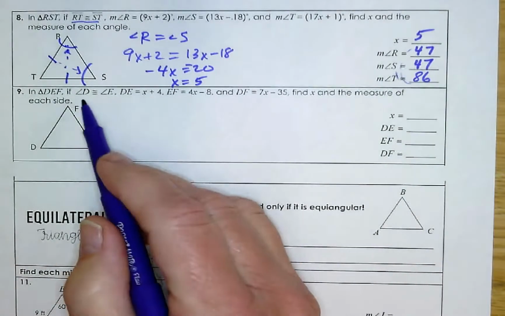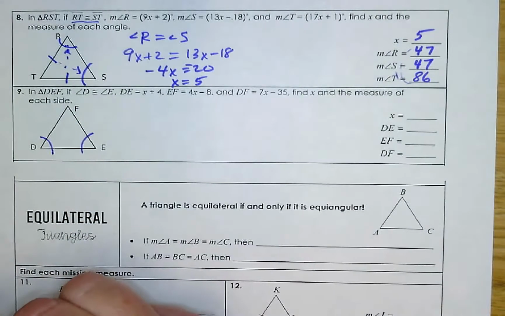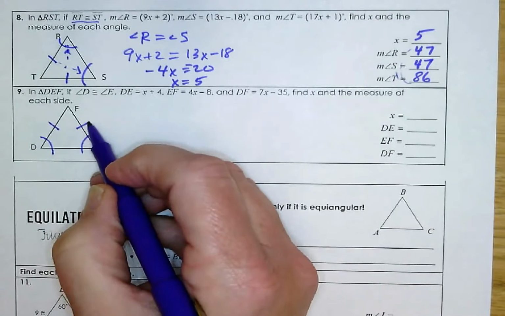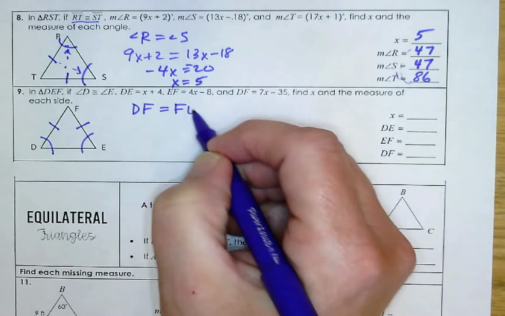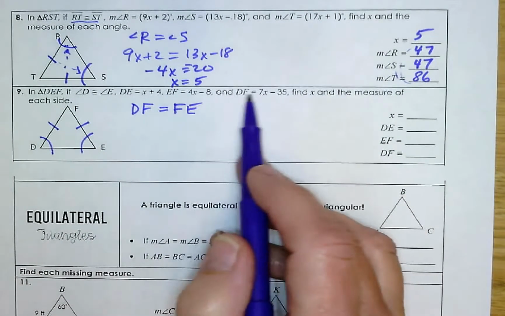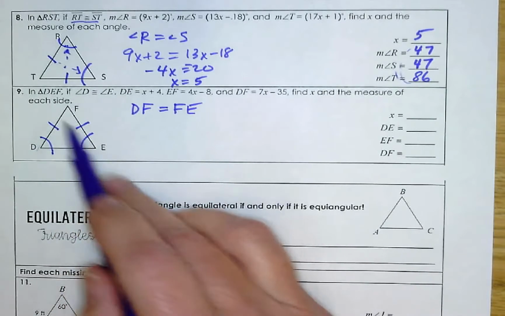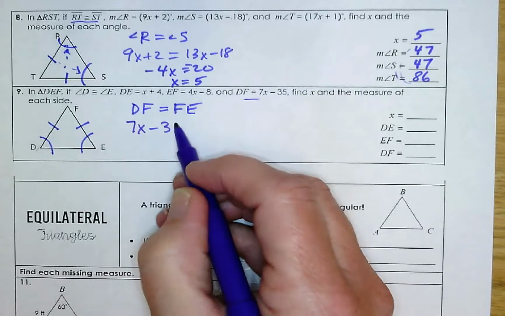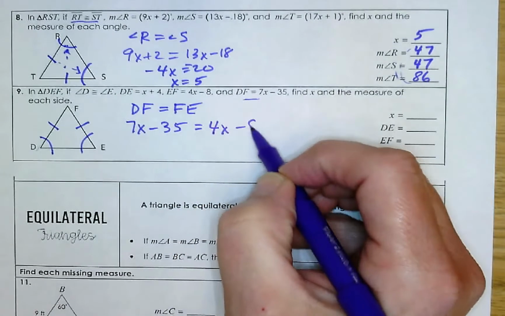Number 9, same idea. When you look through here, angle D equals angle E. So mark that. Then their opposite sides, in this case DF and FE, are also going to be equal to each other. If you want, you can put all of these onto your picture if that's easier for you to see. So DF is 7x minus 35. FE, or EF, is 4x minus 8.